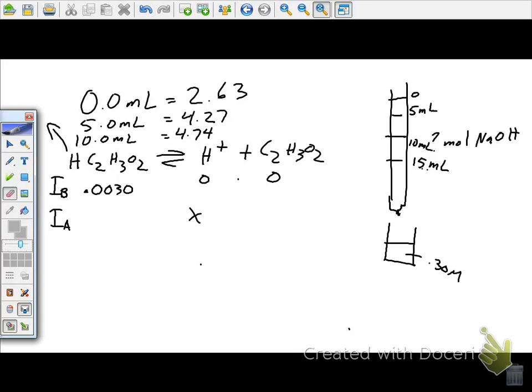How do you know that your C2H3O2 is going to be the same as your acid? How do you know when these two are equal? It'd be half the number of moles that would be needed.